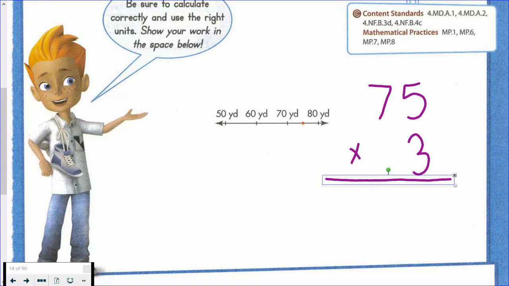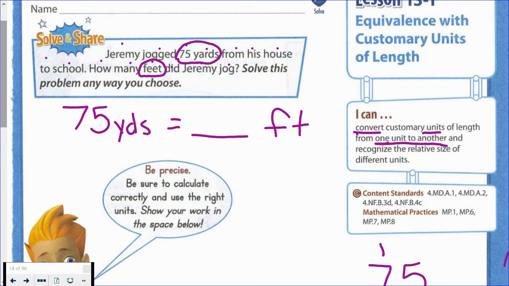And yes, you are allowed to use a calculator. So we multiply. 3 times 5 is 15. 3 times 7 is 21, plus the 1 at the top. That's 22. So that gives us a product of 225. Here's what that means. 75 yards is equal to 225 feet.